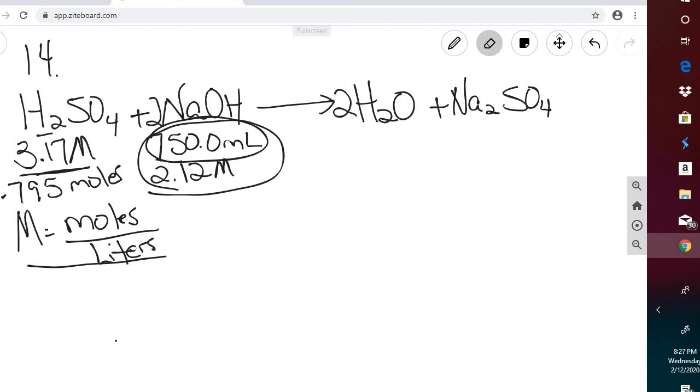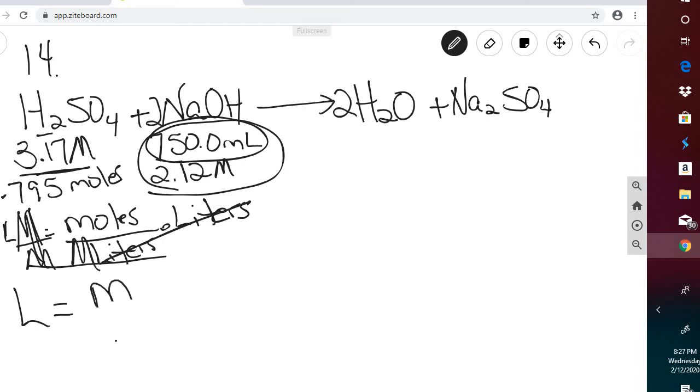So we want to know liters, so we're going to rearrange this equation for liters. Liters cancel there, multiply by liters over here, and divide by M. So divide both sides by M, that gets rid of it there. So liters is equal to moles divided by molarity.